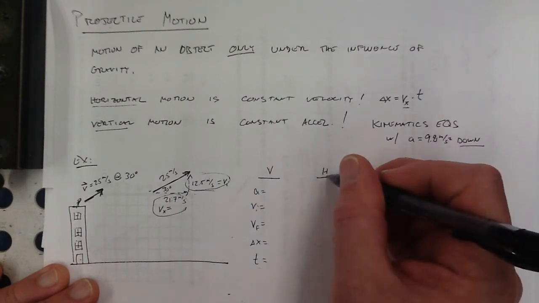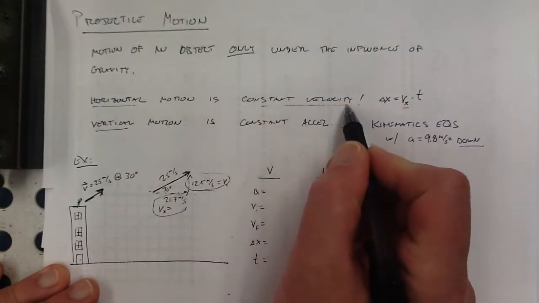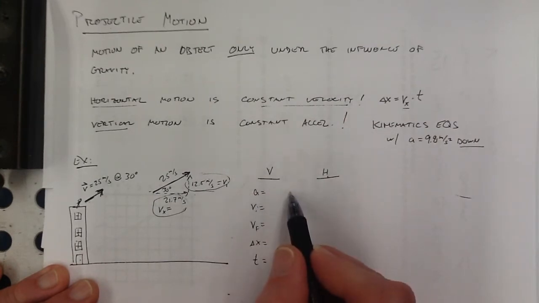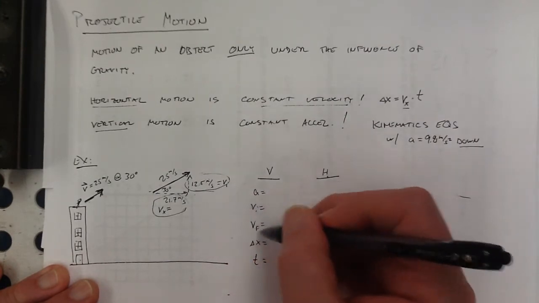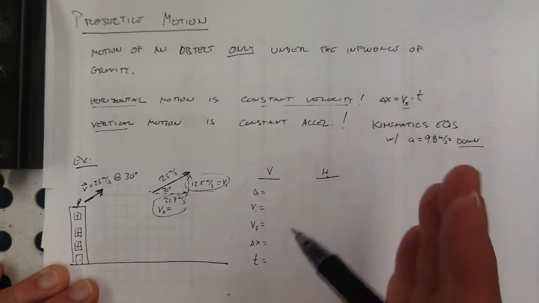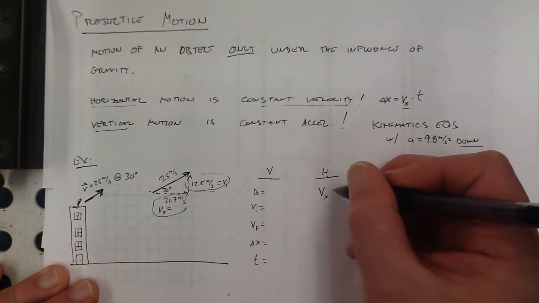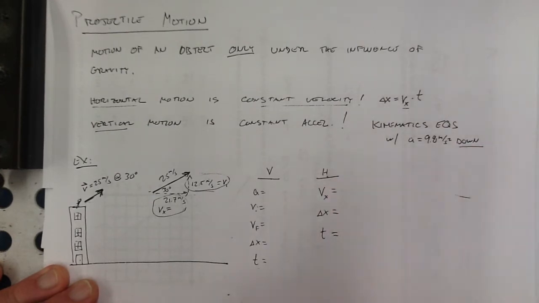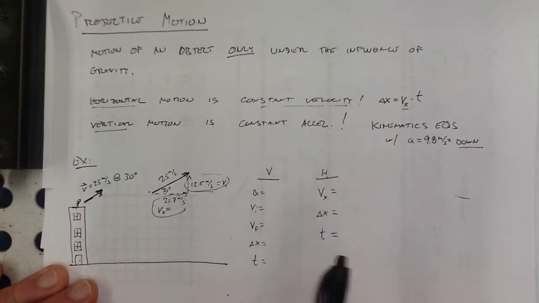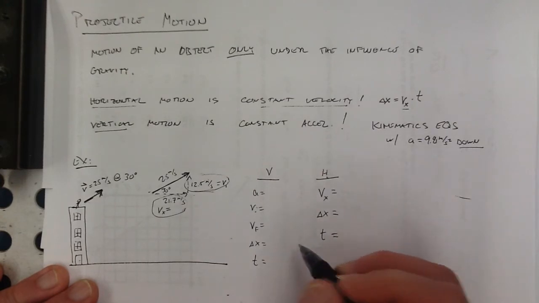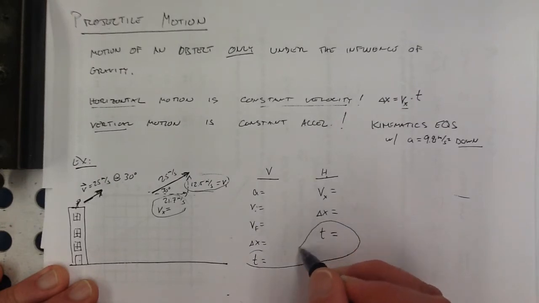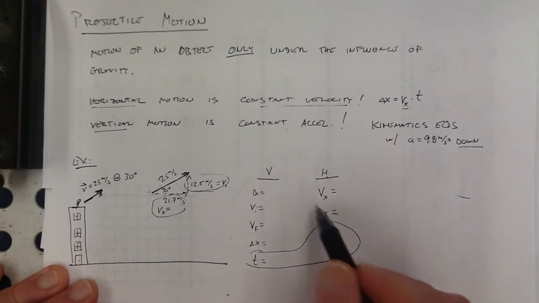And in the horizontal direction, it's a constant velocity problem. So in constant velocity, I do not have all these variables. I don't have acceleration, so I don't need to list that. And I don't have two different initial and final velocities because the velocity is constant. I just have the constant velocity, the displacement, and the time. So are these two completely separate problems? Yes, except for the fact that the time is the same. The time is the only thing that's the same for both of these.